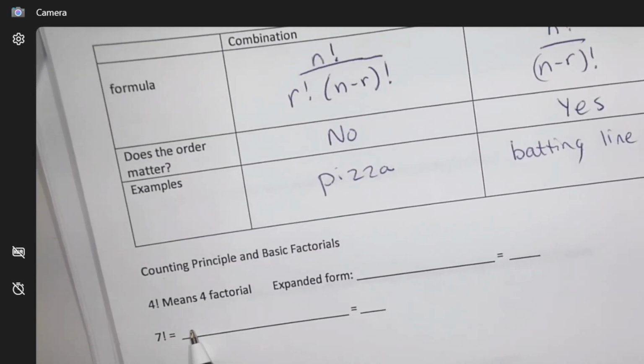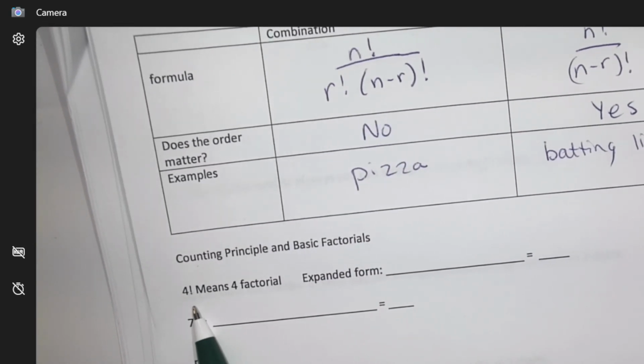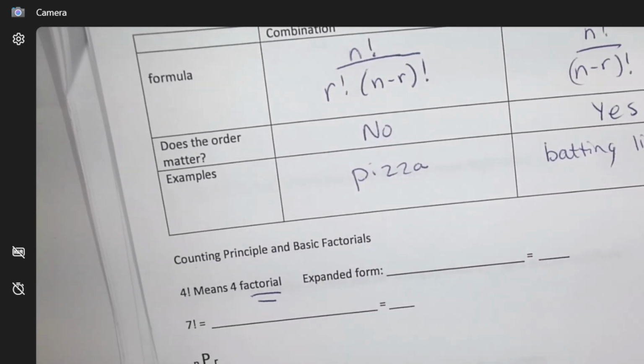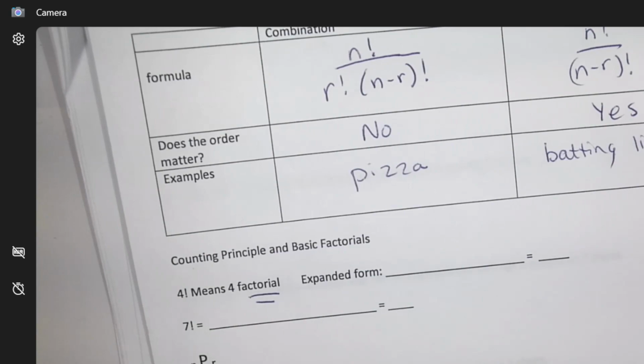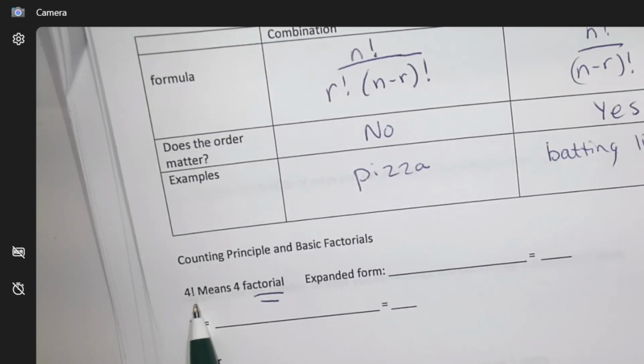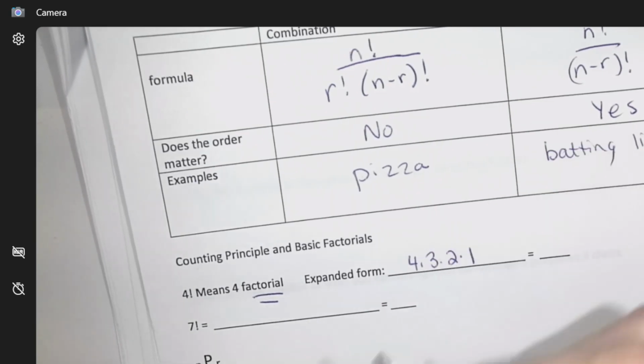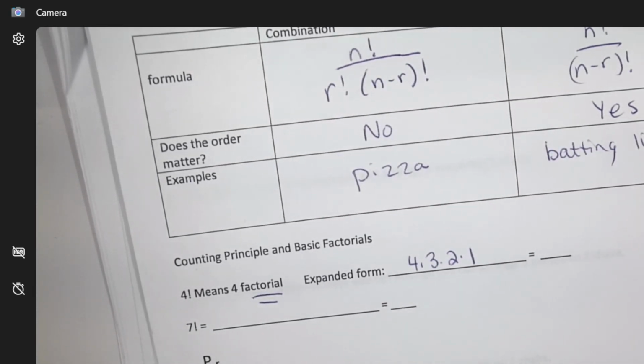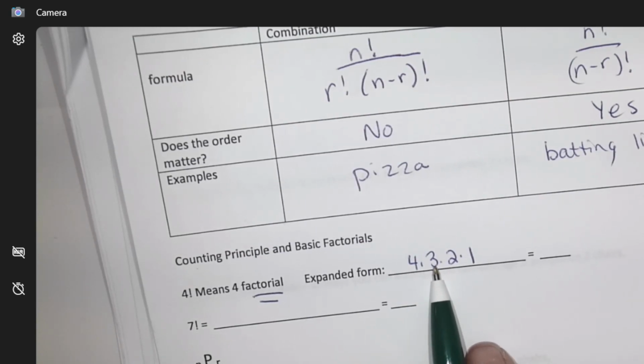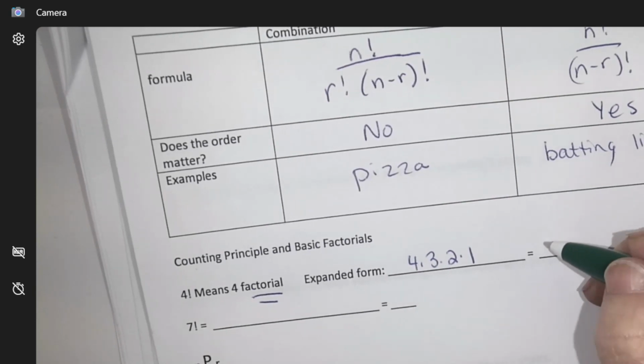Okay, so you're also going to see this new crazy thing with an exclamation mark. This is called a factorial in math. So what does 4 factorial mean? It means 4 times 3 times 2 times 1. That's what it means. So we can do this one in our head. What's 4 times 3? 12. 12 times 2 is 24.